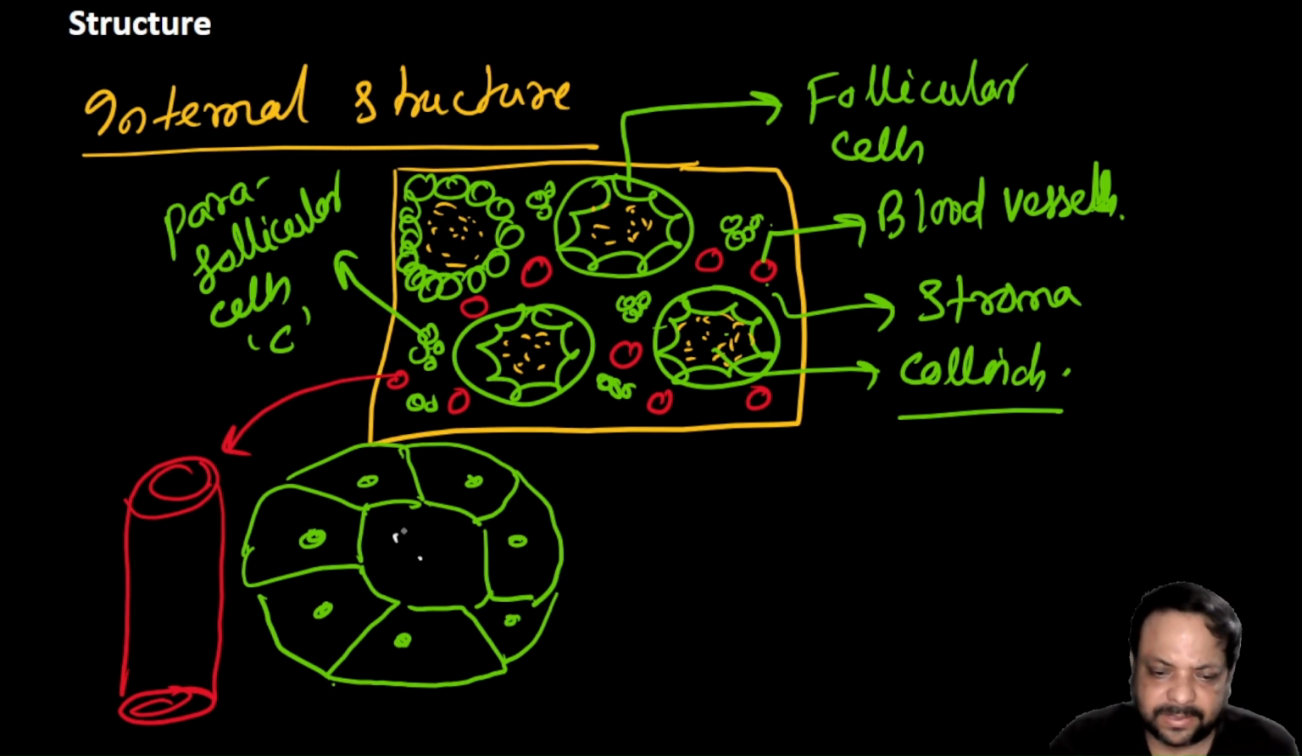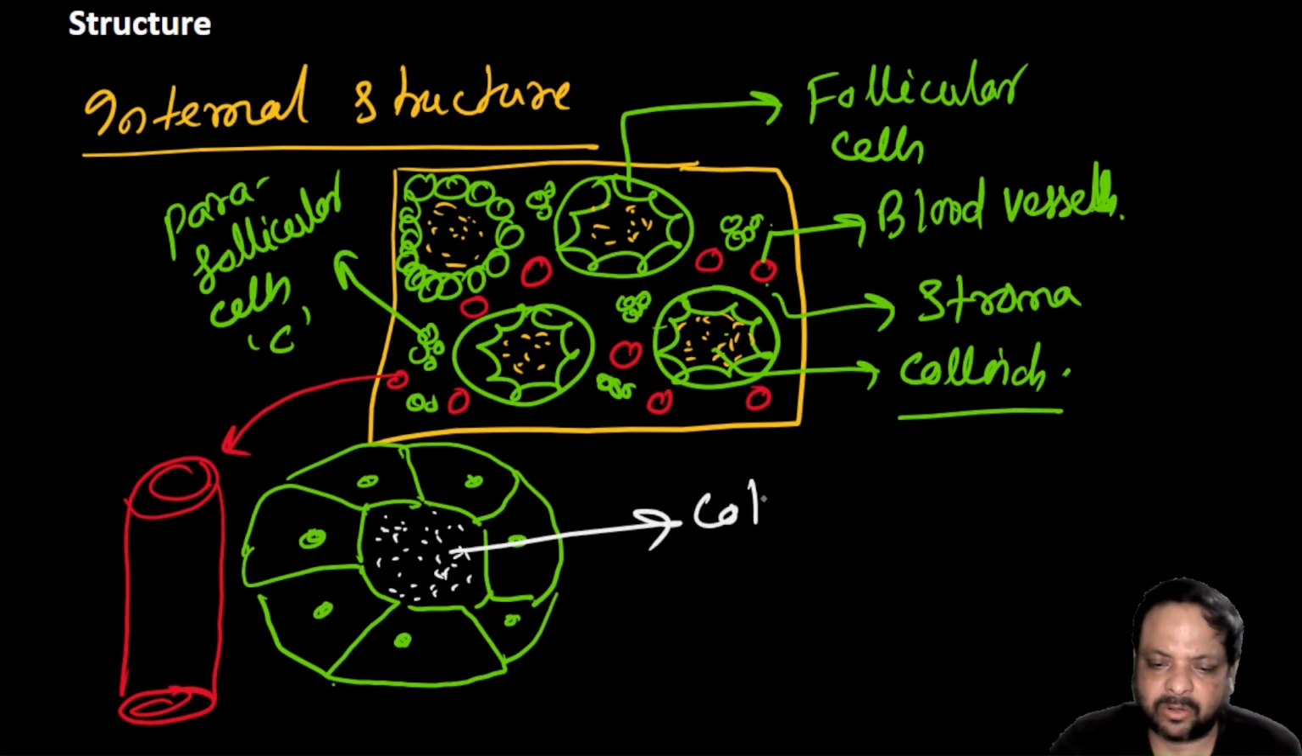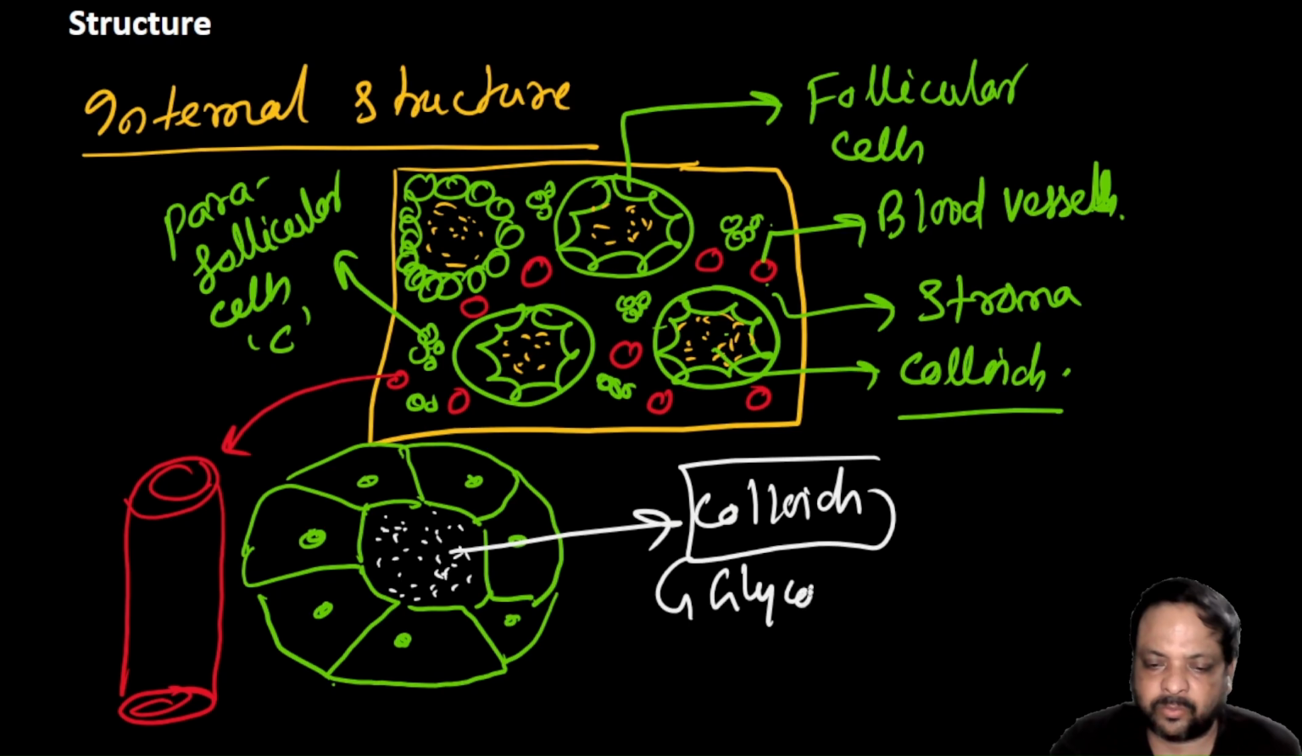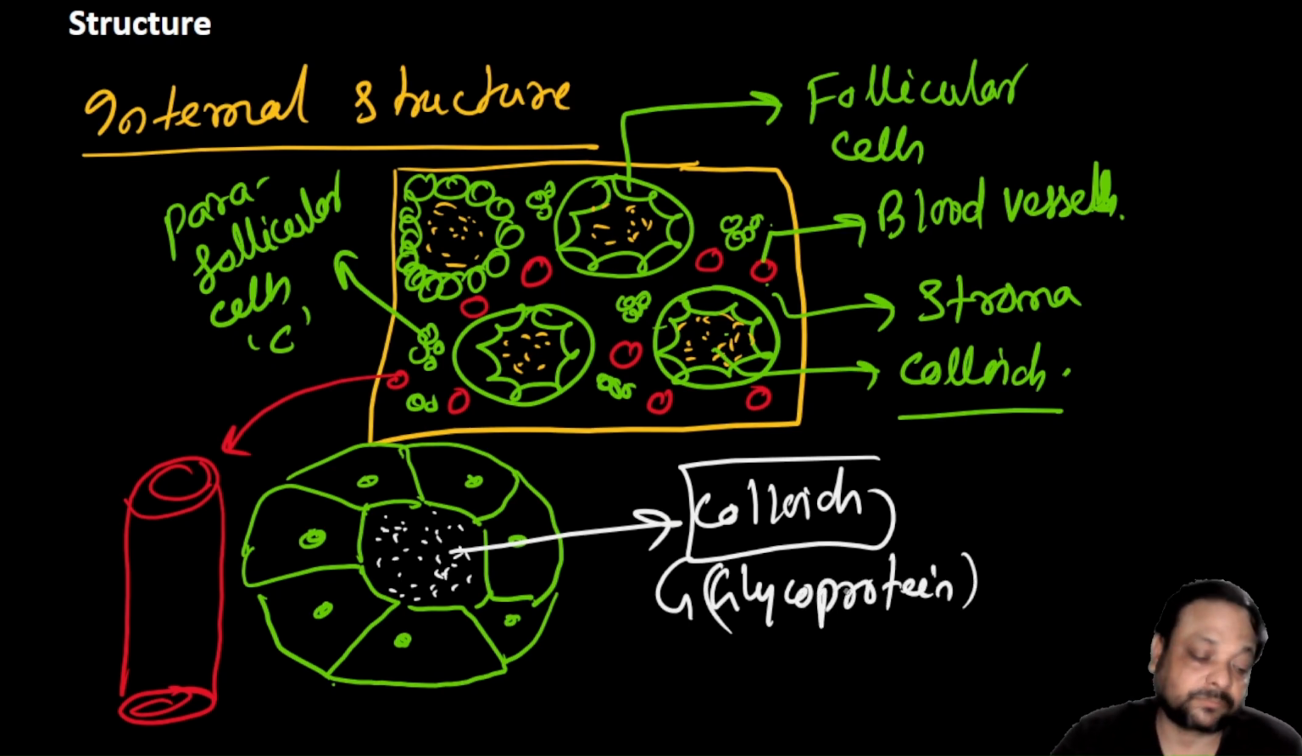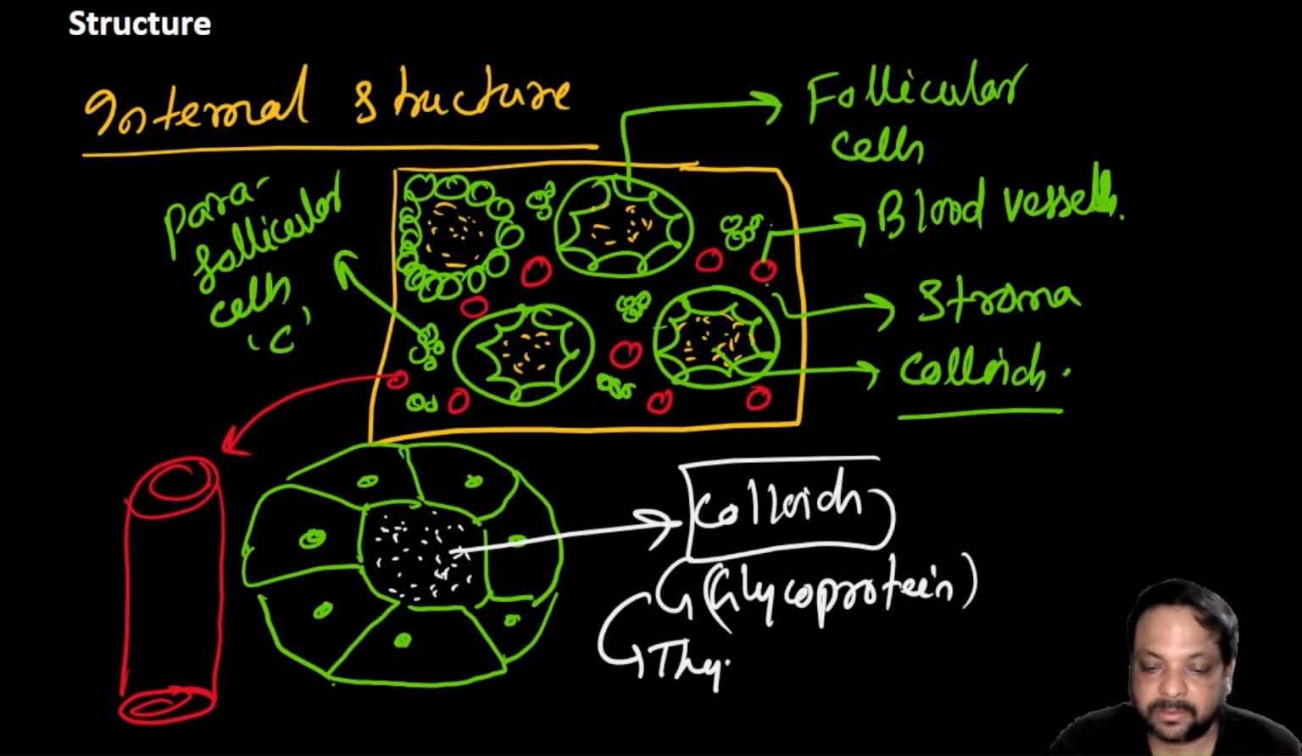Inside this, we find the colloids present. These colloids are a special type of protein called glycoproteins, which are globulins. We'll discuss later. So these are the colloids, and the colloids are a type of protein called glycoprotein. Got it? And this glycoprotein, we call what? Thyroglobulin protein.